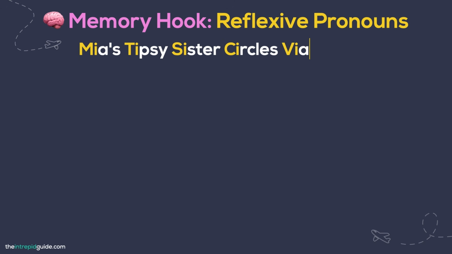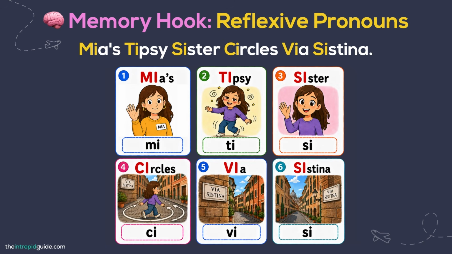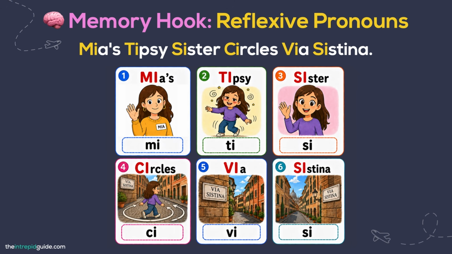Mia's tipsy sister circles Via Sistina. Again, Via Sistina is a real place. It's a famous street in Rome that actually leads to the Spanish Steps. Notice here that every pronoun is represented at the beginning of each of these words.